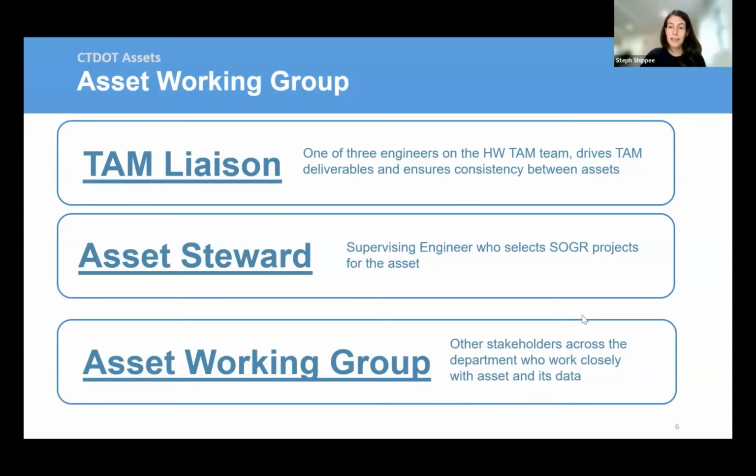Each asset also has a designated asset steward. This is somebody at the supervising engineer level or above, and they are responsible for making a significant amount of project selection decisions for the asset as part of their role. Each asset also has a working group that meets at least once annually. These are the other stakeholders who are involved in the asset and its data. Critically, these roles are an official part of everyone's job descriptions. Asset stewards don't see their role in the TAM program as an extra. It's a part of their position.